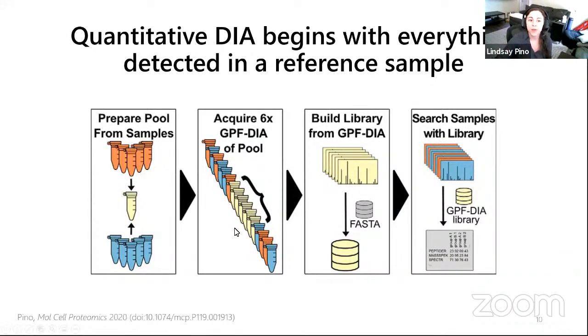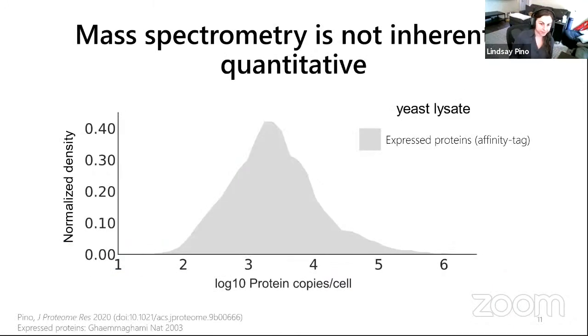So it's just multiple injections of that one pool, 6 times. We build a chromatogram library using that data, commonly using predicted spectra from PROSIT these days. And then we search our samples against this library. This breaks down these steps into asking a question about what I can detect, and then asking a question of what I can quantify. So I want to dig a little deeper into what I can detect versus what I can quantify.